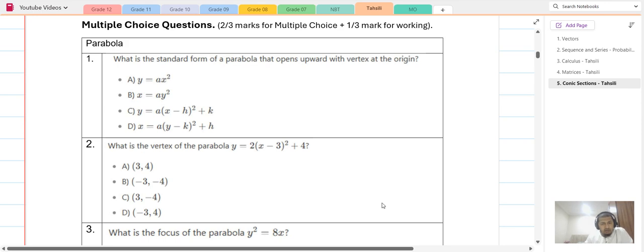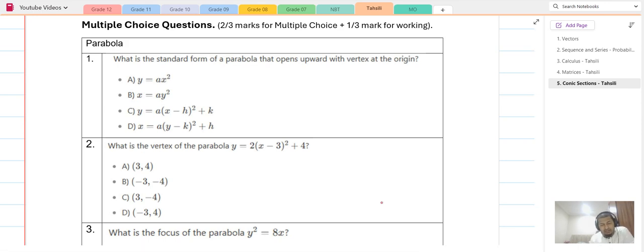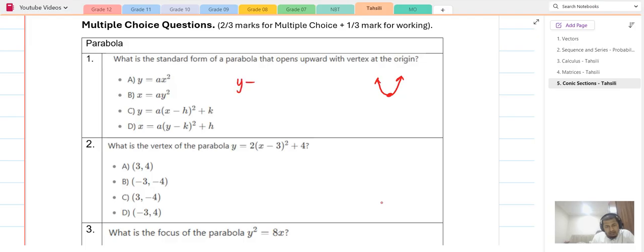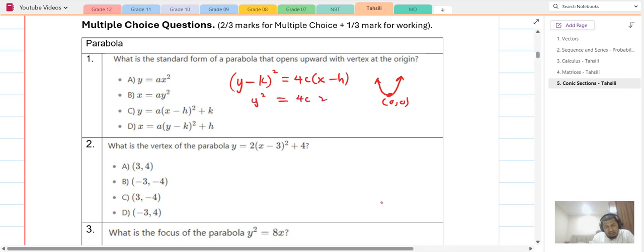What is the standard form of a parabola that opens upwards with a vertex at the origin? They're telling us that the vertex is at the origin, so we're going to write it out as if the vertex is at the origin. We have (y minus k) all squared is equal to 4c into (x minus h). We know (0, 0) is the vertex, so h and k are 0, 0. So y squared equals 4cx, right?